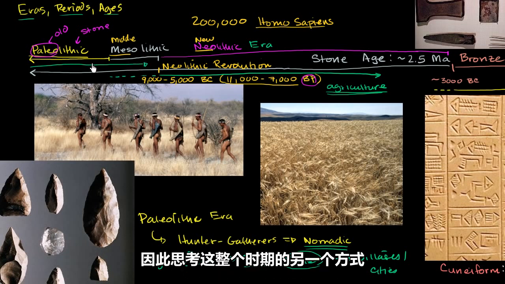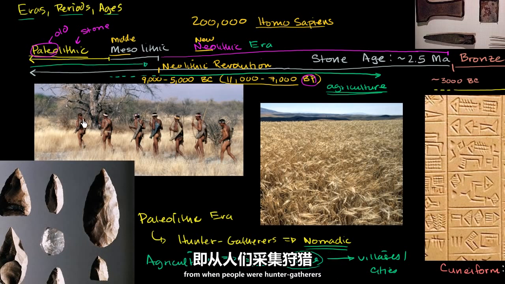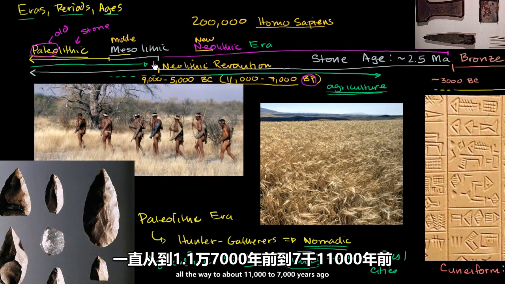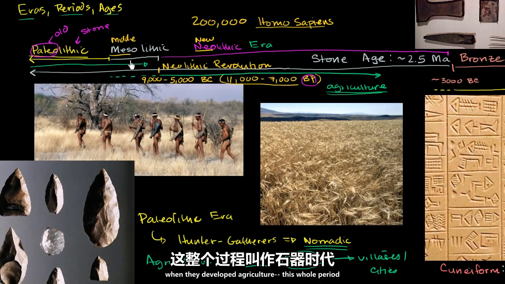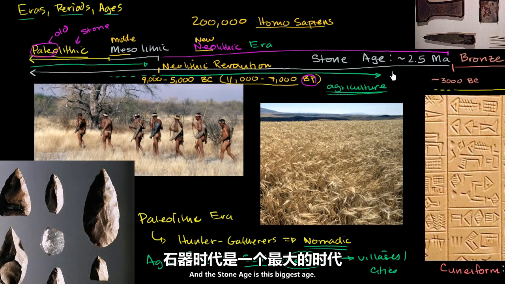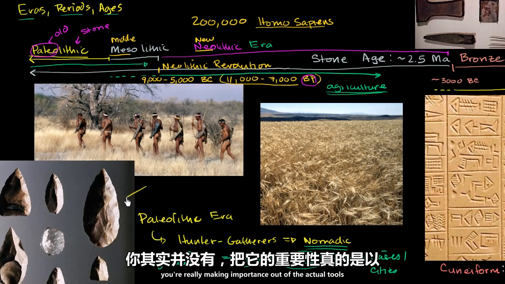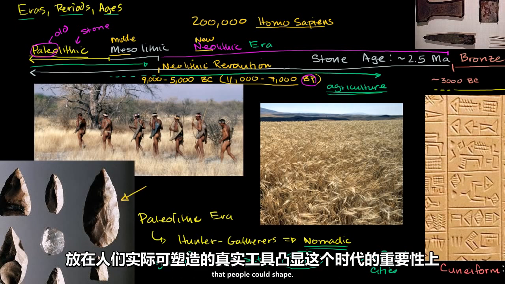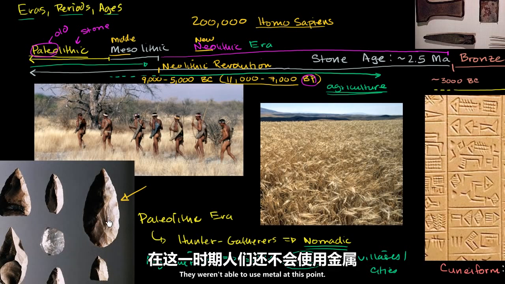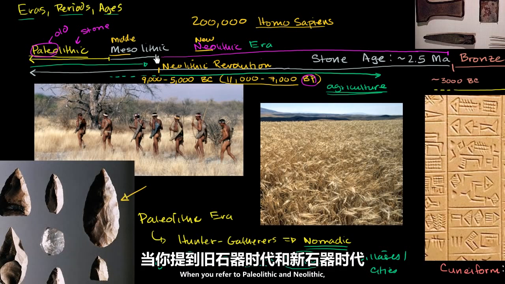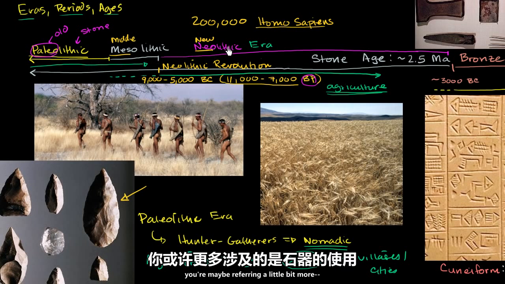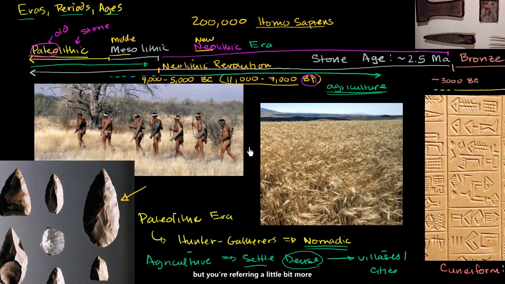So another way of thinking about this whole period, from when people were hunter-gatherers all the way to about 11,000 to 7,000 years ago, when they developed agriculture, this whole period is called the Stone Age. And the Stone Age is this biggest age. And there's just different ways of describing it. Because if you just call it the Stone Age, you're really making importance out of the actual tools that people could shape. They weren't able to use metal at this point. When you refer to Paleolithic and Neolithic, you're maybe referring a little bit more, and there's other ways to think about it, but you're referring a little bit more to the lifestyles of the human beings.